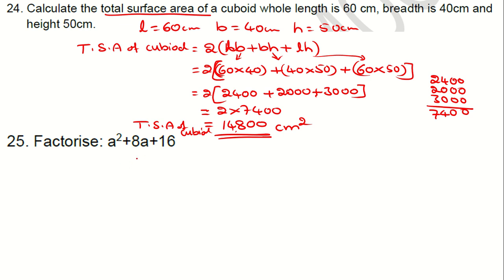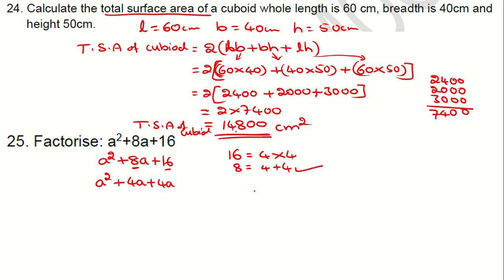Then factorize a square plus 8a plus 16. For factorizing, we have to find the factors of 8 and 16. That is, when we multiply the two numbers we get 16, and when we add these numbers we get 8. That means 4 into 4 is equal to 16, and 4 plus 4 is equal to 8. So now we write this as a square plus 4a plus 4a plus 16, by splitting 8a into 4a plus 4a.